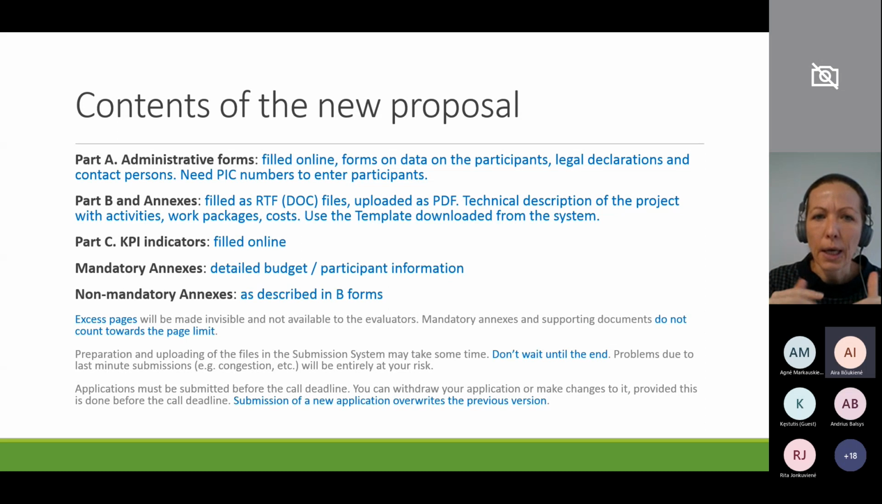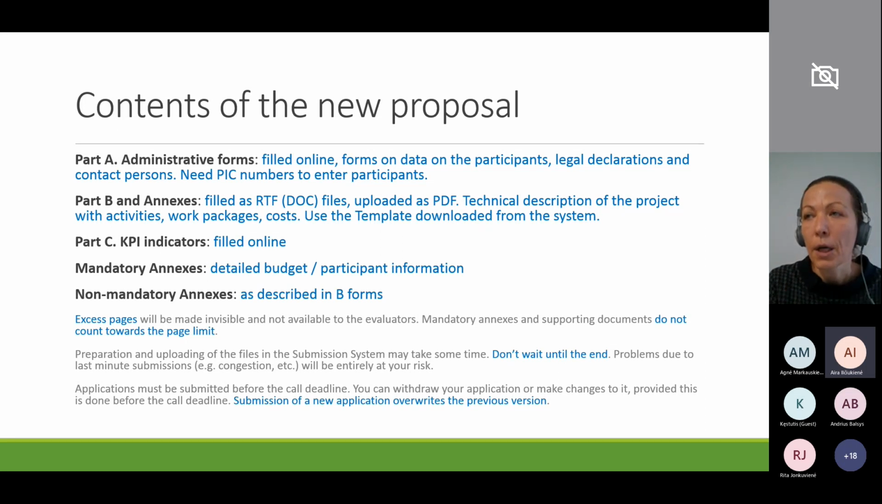In this case, you need to have a PIC number assigned to your organization. So all the partners in the project, not only the lead beneficiary, but all the partners need to have been registered on the EU portal for organizations. It is explained in the guidelines, but make sure that you start your PIC registration timely.